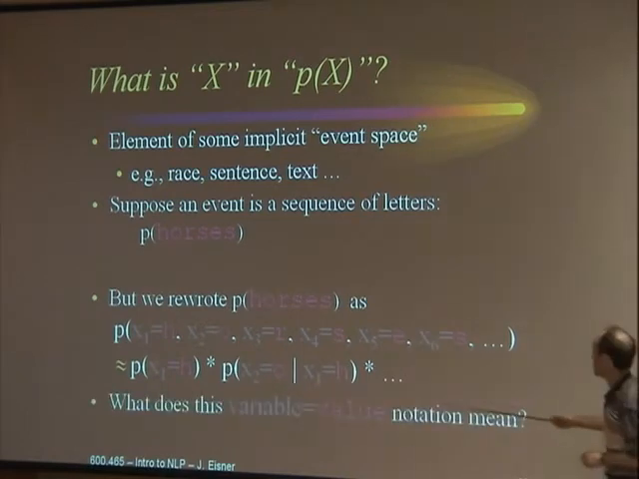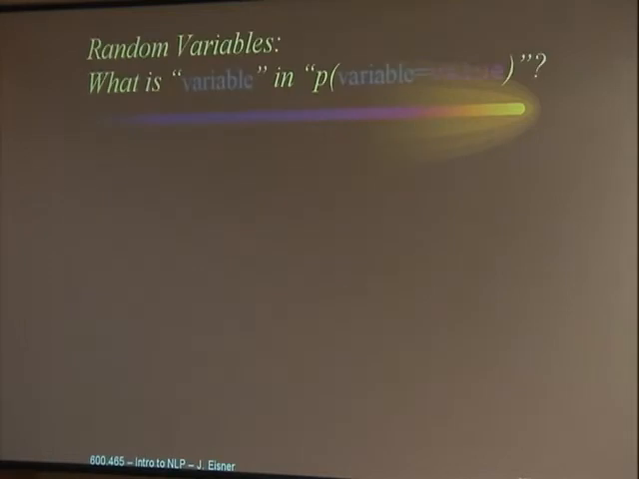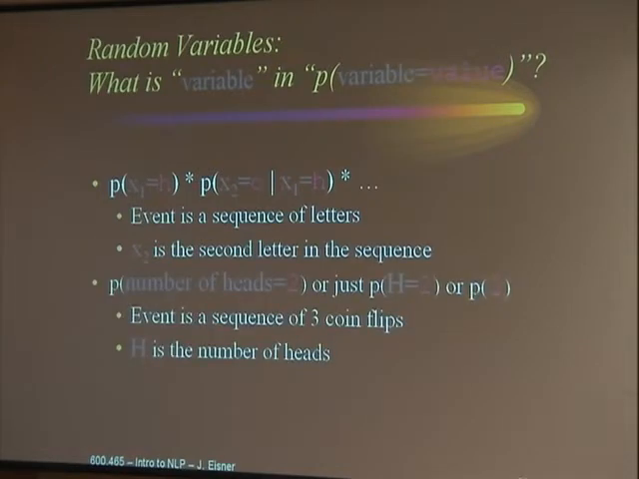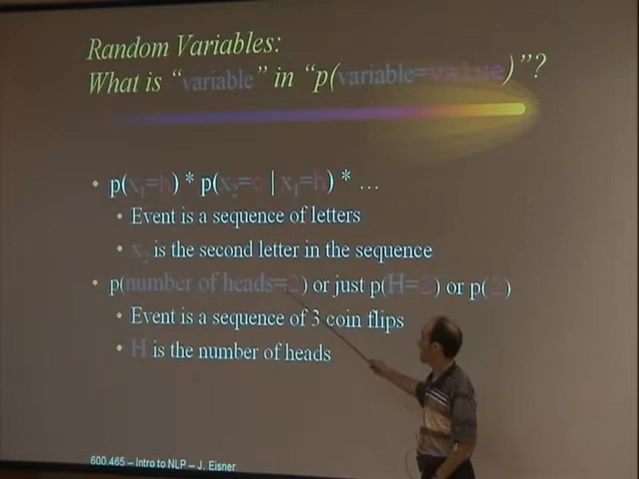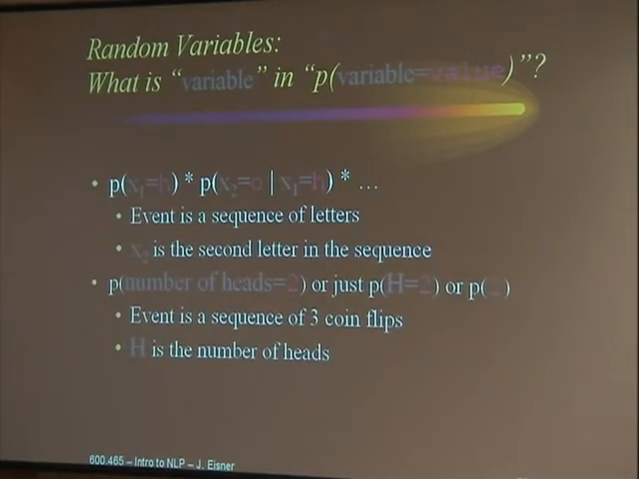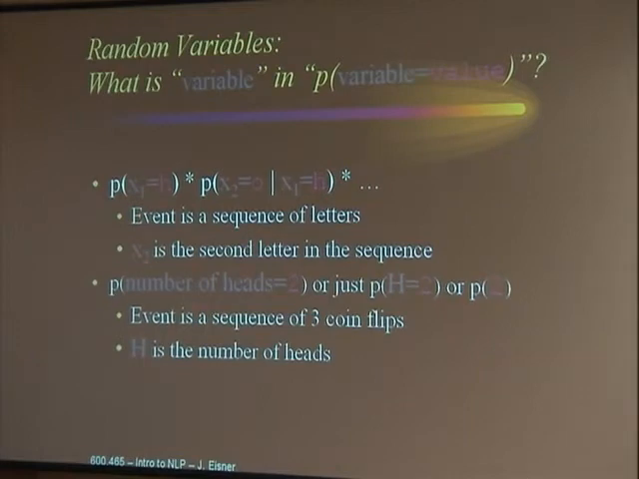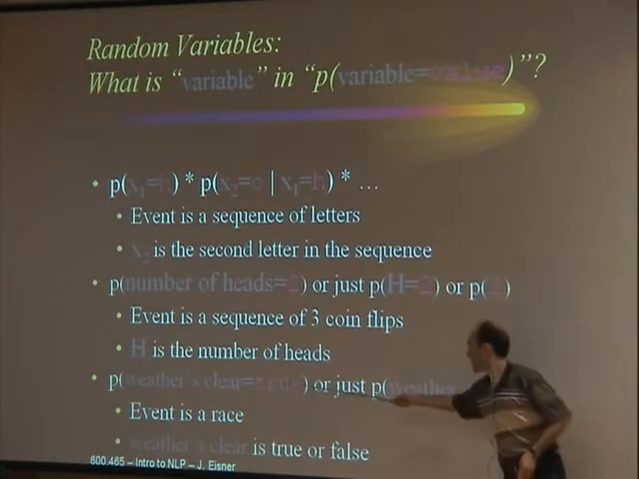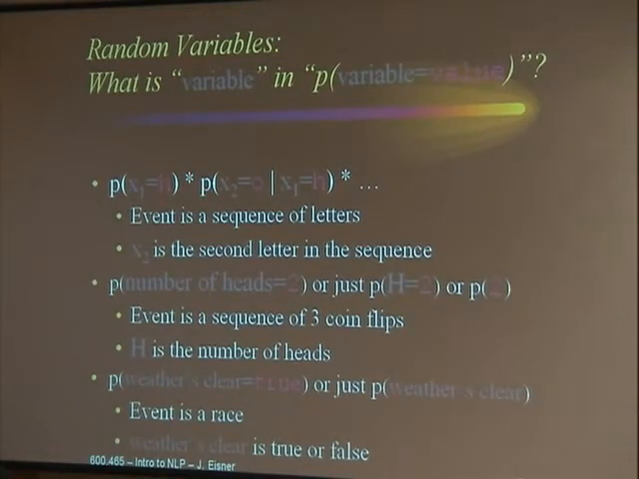So what does this notation really mean? I kind of hinted at it before. So x2 is supposed to be the second letter in the sequence. And I'm going to stick to my story here, that your event space is something like the set of all sentences. Every sentence is an event. x2 is the second letter. Here's another example. Our event is a sequence of 3 coin flips. But you might write something like the probability that the number of heads is 2, or you might abbreviate it in one of these ways. So what do we mean by that? Over here, the event is a race, but again, we were writing predicates, okay, which pick out some subset of the set of races. So what's going on here?